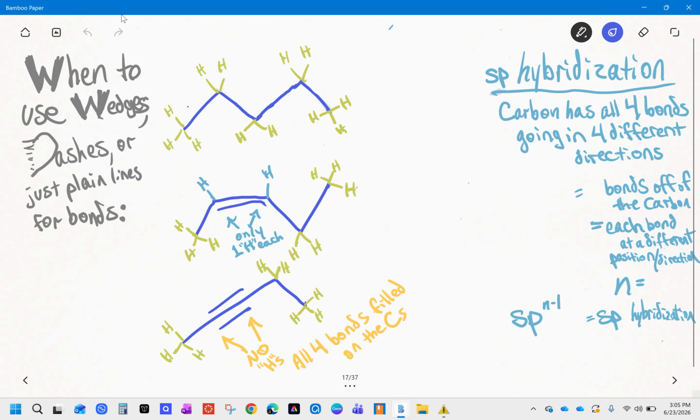So now let's look at this in the line bond structure that I was talking about in part 1 of the video series. So here's one up here. Let's look at this top one.